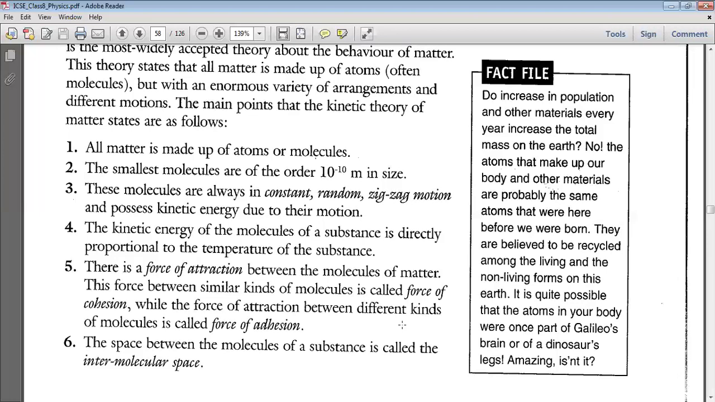And there is always a force of attraction that exists between the molecules of matter, which is called an intermolecular force of attraction. The force that exists between similar kinds of molecules is called the force of cohesion, and the force that exists between different kinds of molecules is called the force of adhesion. For example, the force of attraction between water and glass is called the force of adhesion, but the force that exists between two water molecules is called the force of cohesion.